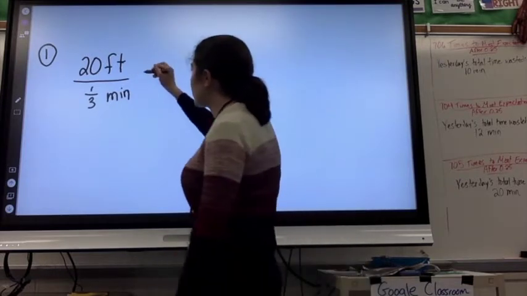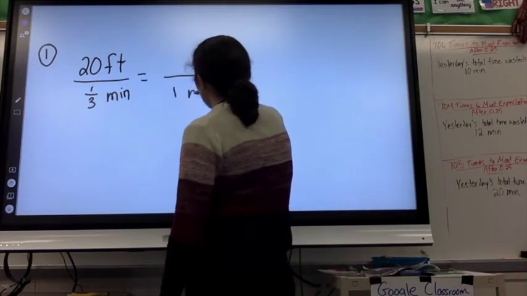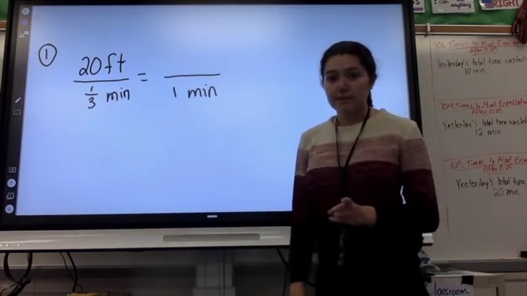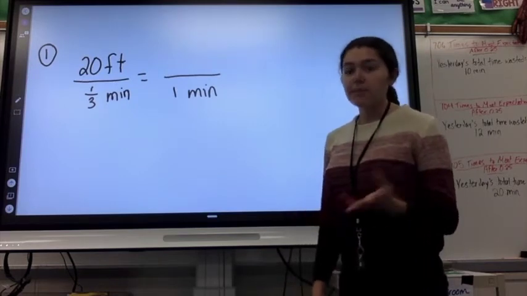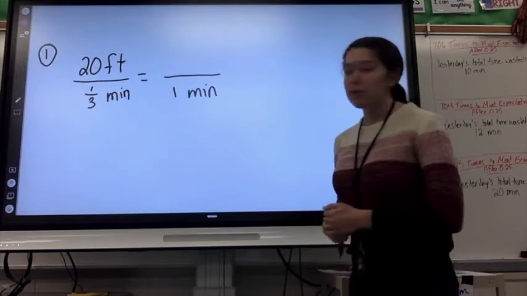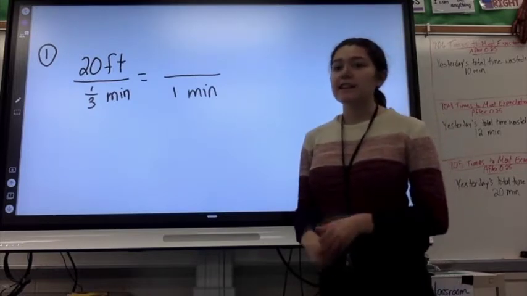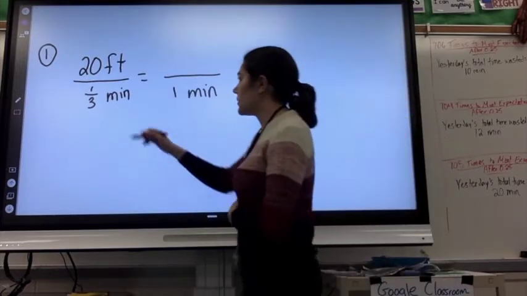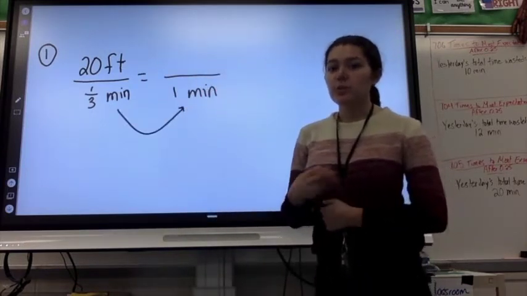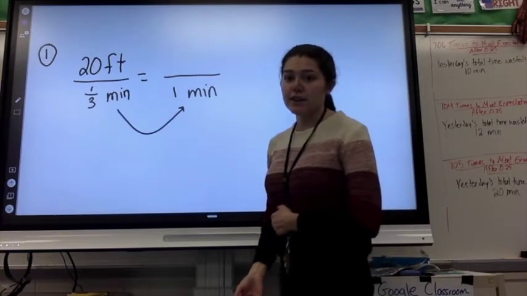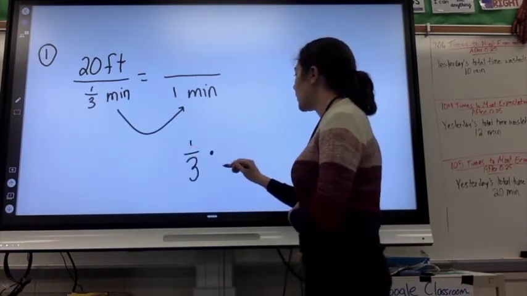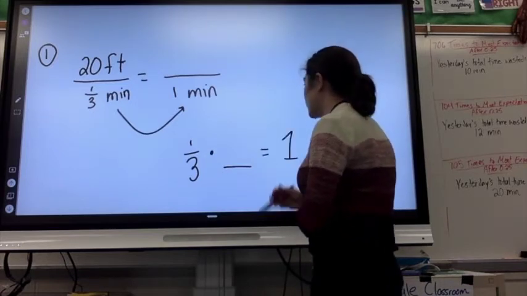If we're trying to figure out the unit rate, we're going to figure out how far it is going in 1 minute. So we have Bob. Bob's walking 20 feet in 1/3 of a minute. We want to figure out how far Bob walks in 1 minute. So we're going to try to get from 1/3 to 1 by either multiplying or dividing. That connects some fraction stuff we need to know. 1/3 times what is going to give me 1?